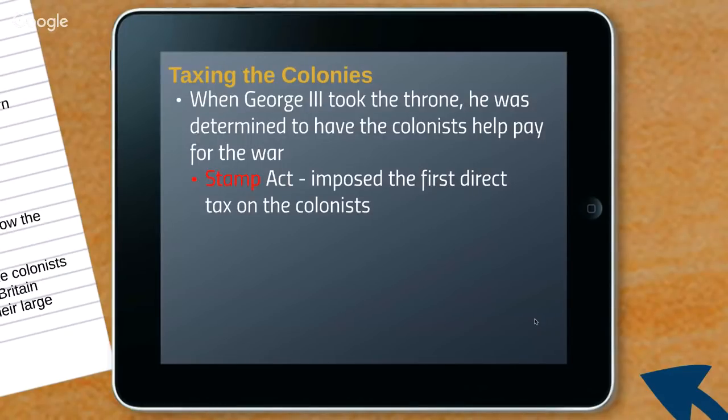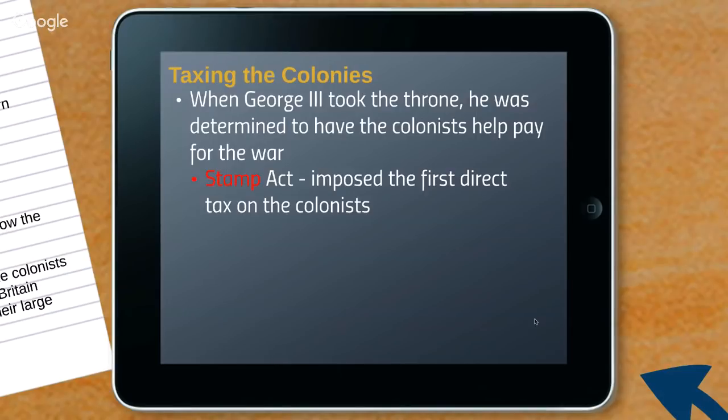Now, this Stamp Act sounds like it was just on stamps, but really this was a tax on anything that was paper-based, any official documents, any paper that you wanted to write on, anything. And it was a tax only to the colonists in the colonies. This was not a tax that was being put in place in Great Britain. This was specifically for the colonists and the colonists only. So very unique tax system.